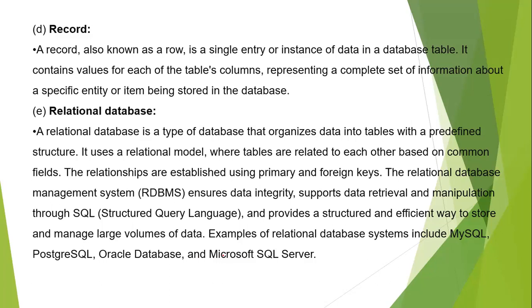now, next one is relational database. So a relational database is a type of database that organizes data into tables with a predefined structure. It uses a relational model where tables are related to each other based on common fields. The relationships are established using primary and foreign key. The relational database management system ensures data integrity, supports data retrieval and manipulation through SQL and provides a structured and efficient way to store and manage large volumes of data. So examples of relational database include MySQL, PostgreSQL. These are software in which you can make a database.